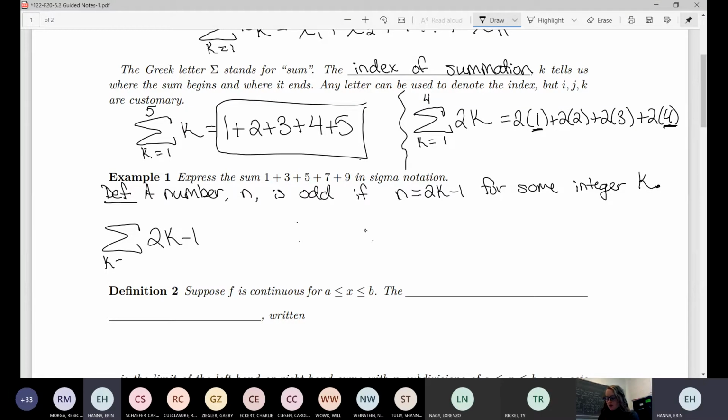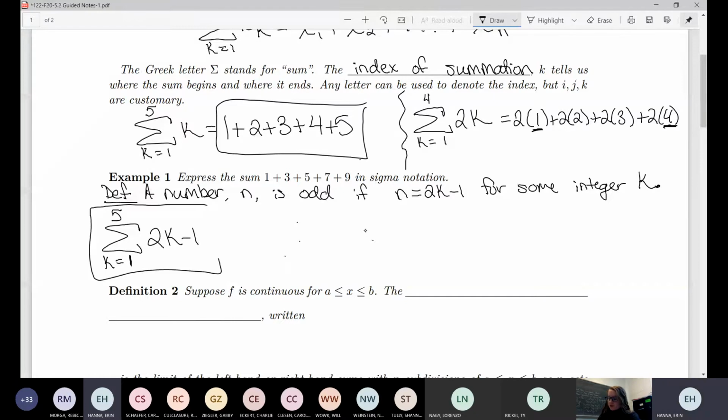Now I need to figure out where to start and where to end. My starting term is 1, so I want to choose the correct k value such that when I plug it into 2k minus 1, I get 1. If I let k be 1, then 2 times 1 is 2 minus 1 is 1. So we want to start at 1. And I want to go all the way up to 9. What k value do I have to use such that when I plug it into 2k minus 1, I get 9? If I want 2k minus 1 to be 9, I'd need a 10 for the 2k. So that means I would have to plug in a 5. So I want to stop at 5.